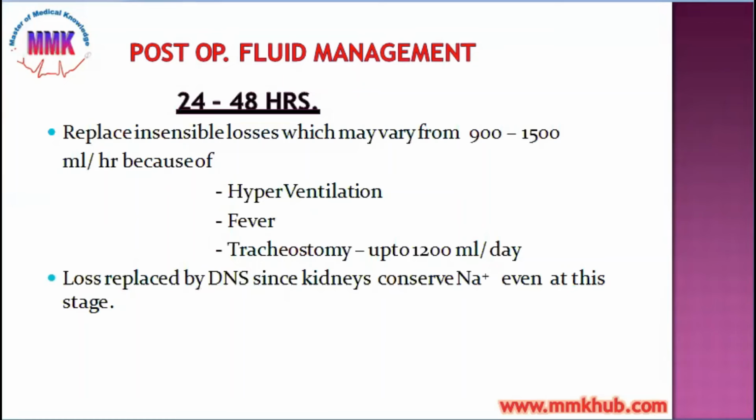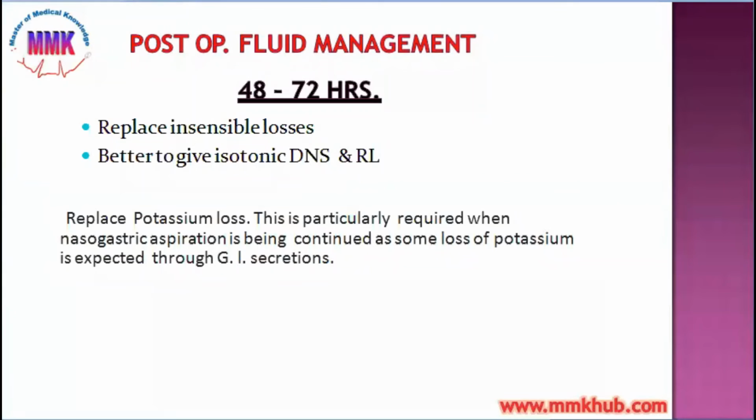From the first day to the second day, replace the insensible losses, which may vary from 900 to 1500 ml per day, and can be due to hyperventilation, fever, tracheostomy, and the loss is replaced by dextrose normal saline. After the second day, from 48 hours onward, replace the insensible losses, and it is better to give isotonic dextrose normal saline or ringer lactate. Replace the potassium loss if it is particularly required.